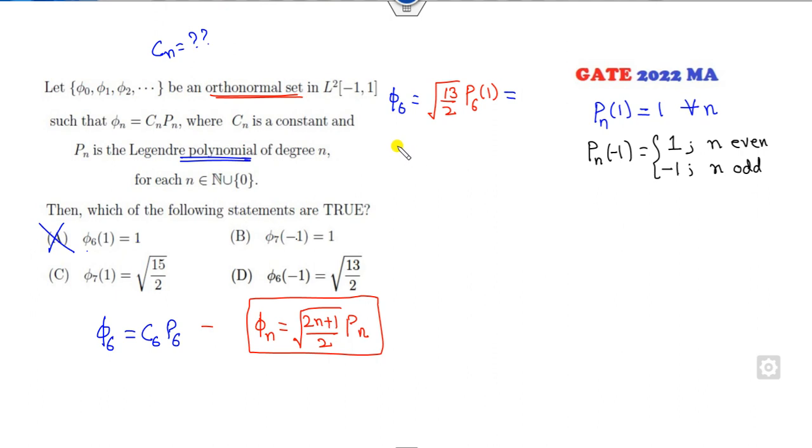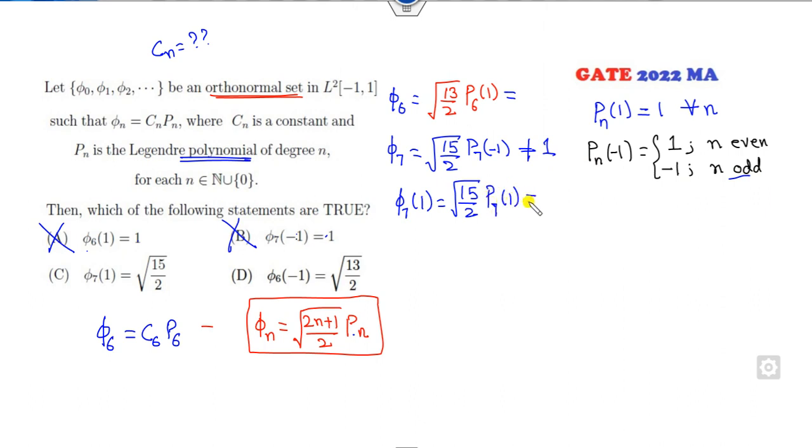So phi of 7. Phi of 7 is 14 plus 1, 15 over 2, and P of 7 of minus 1. So P of 7 minus 1, n is odd, is a minus 1, but it is not equal to plus 1. Phi of 7 1 is 15 over 2, P7 of 1. So P7 of 1 is for all is 1. So it's a 15 by root 2.